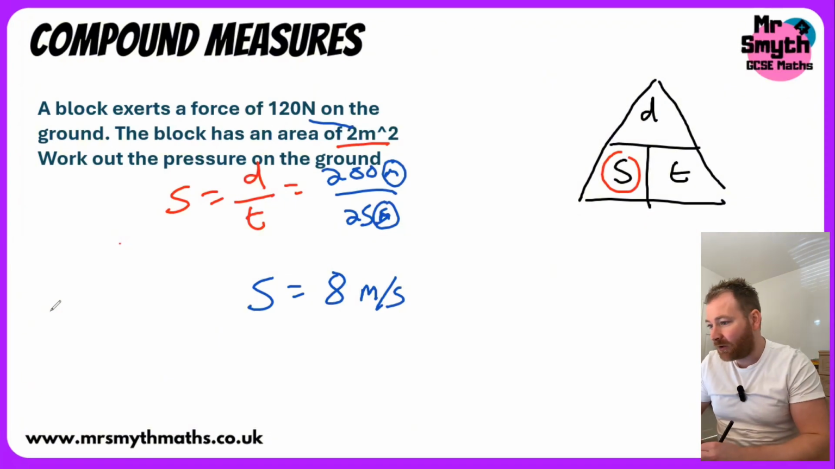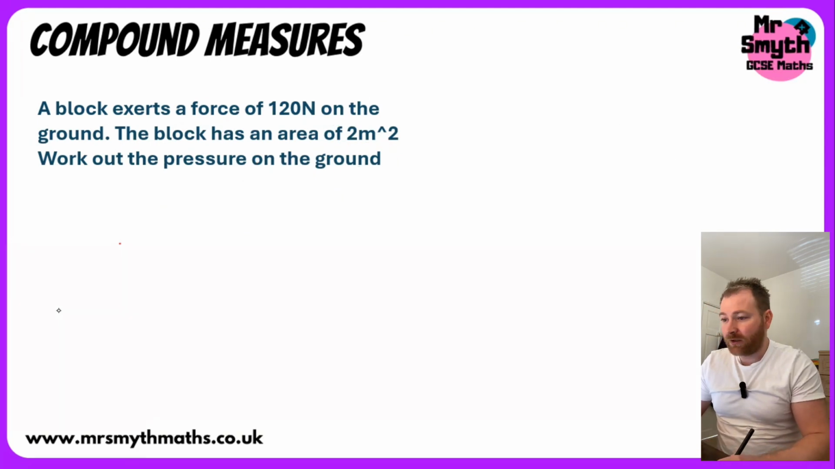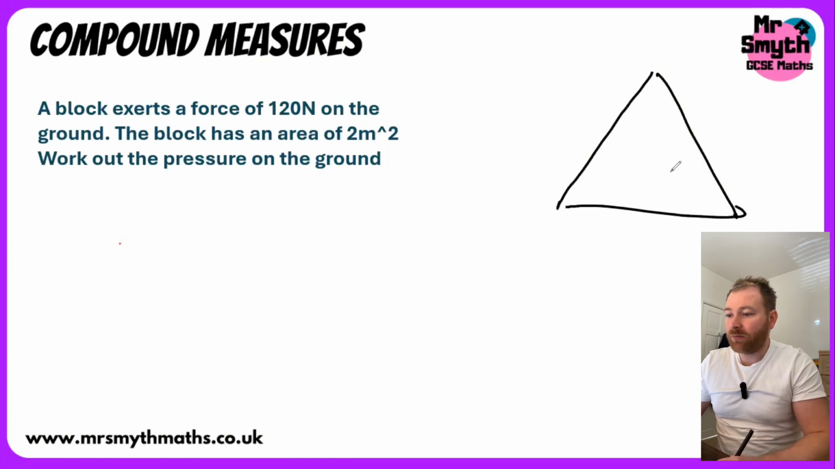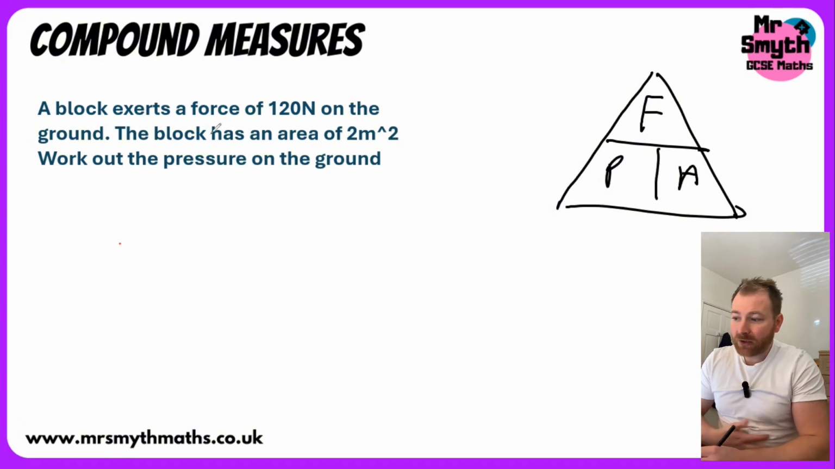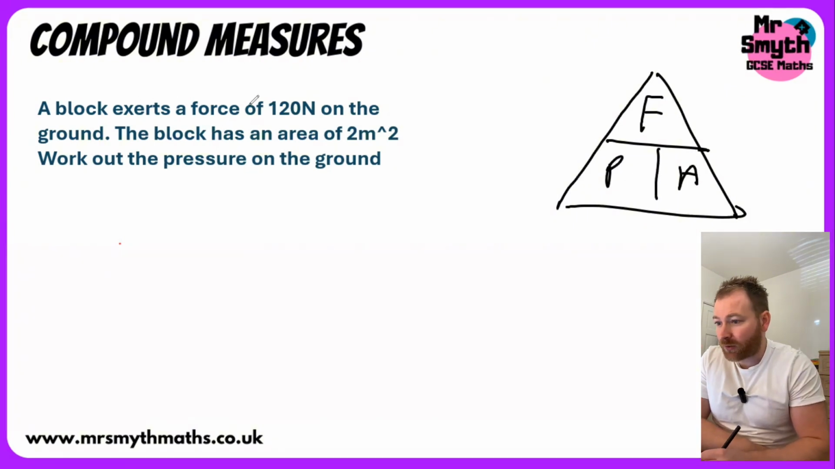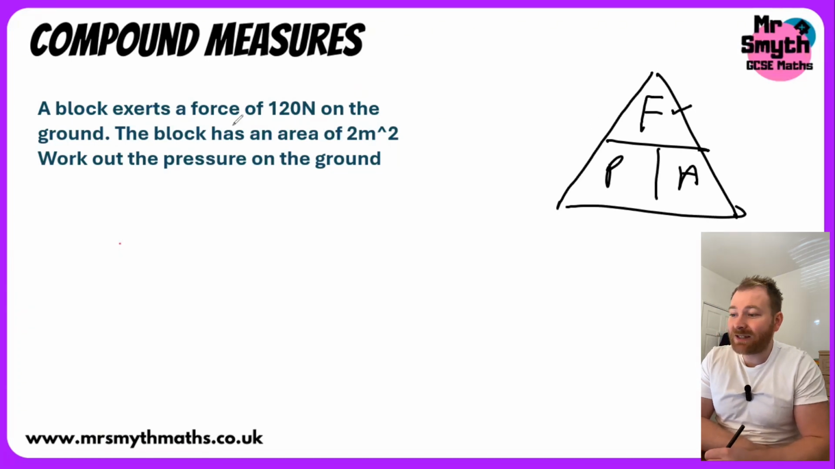But this next one we're going to do, you don't need to commit to memory. You would have been given the formula like this, or you might have been given the triangle. It will say pressure here, force here, and area. So we're just plugging numbers into the formula. It says a block exerts a force of 120 newtons onto the ground, and the block has an area of 2 meters squared. So that's the area. We've been asked to work out the pressure.